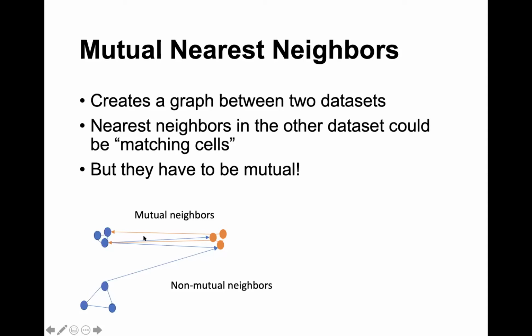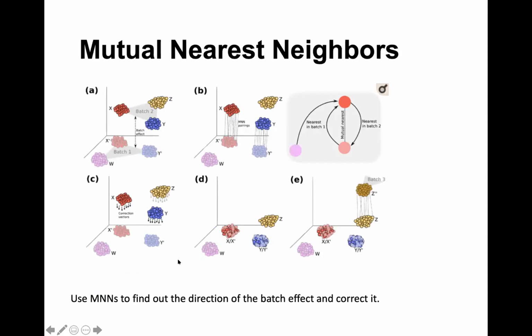So in this plot here, this orange cell is connected to this blue cell and this blue cell. This blue cell is connected to these other two orange cells. And in this second blue population, this top cell is connected to this orange cell, but note that that connection is not mutual. Some of this orange and blue connection is mutual, but some of these connections are not. And so the idea is to only connect cells that both have each other as mutual nearest neighbors across the data set. So these two cells are mutual nearest across data sets, but this purple one is not mutual.